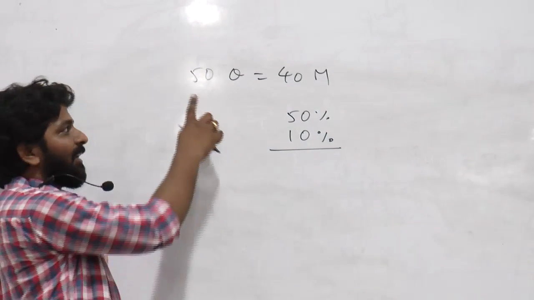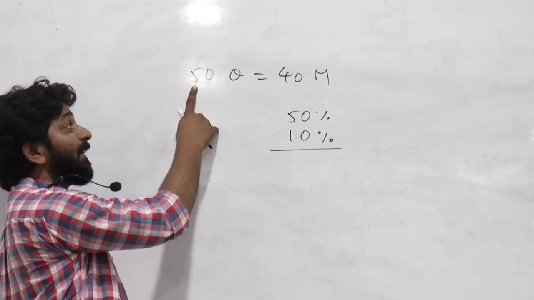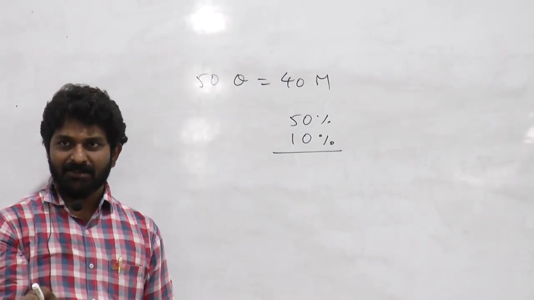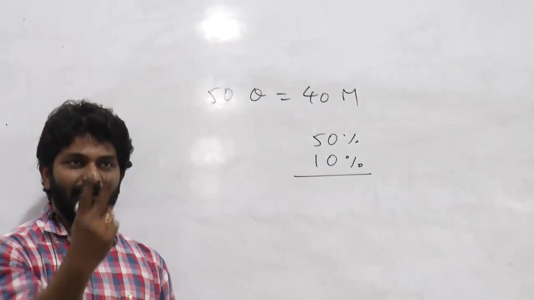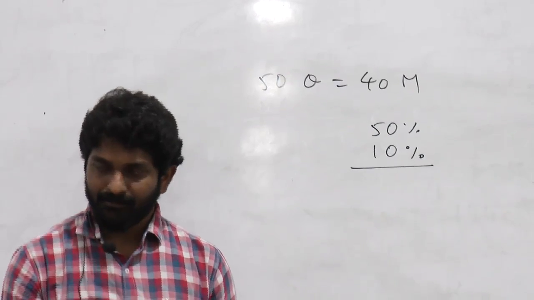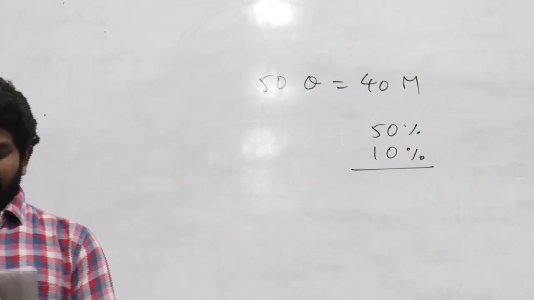With 100% you will get 50 oranges, and if you spend 10% you will get 5 oranges. Spend 20% you will get 10 oranges, and he has 40% now, so he will get 20 oranges. Are you getting it? So quantity 1 is 20.